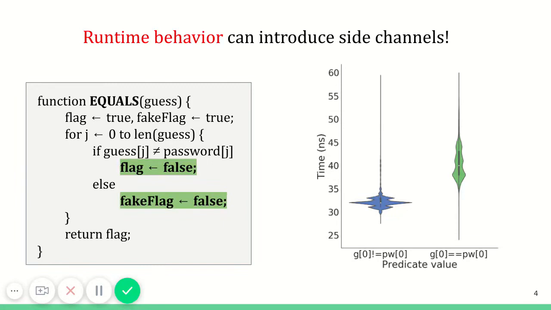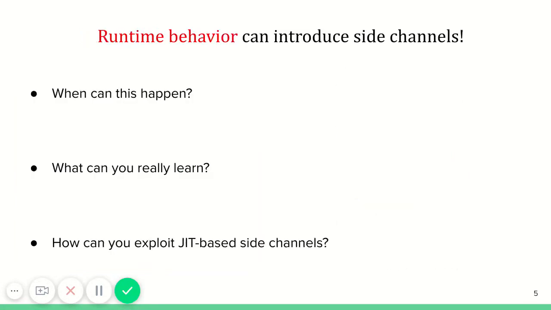Throughout the rest of this talk, we will be discussing three different components of these JIT-induced side channels. We'll first discuss in what kinds of environments JIT-based side channels can arise, then what kind of information we can learn through these side channels, and finally, a systemic strategy for exploiting JIT-based side channels.